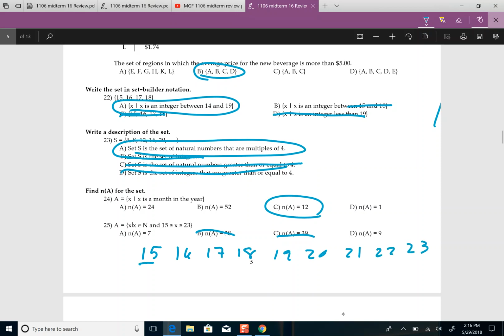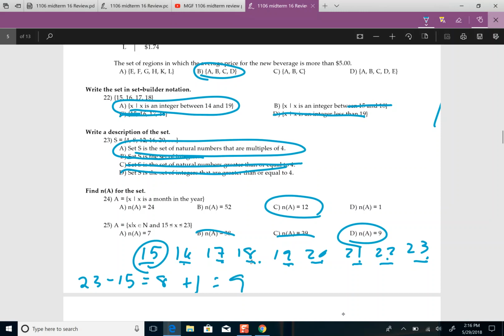Okay, so here I wrote out 15, 16, 17, 18, 19, 20, 21, 22, 23, and numbered them 1, 2, 3, 4, 5, 6, 7, 8, 9. The trick is when the numbers are consecutive, like 15, 16, 17, 18, when you subtract them, 23 minus 15 is 8, but you have to add 1 or you've skipped the 15. When I subtract, it gives me how many come after 15, but I have to add that 1 to get the 9. Don't worry if it confuses you. You can always write them out if it's small enough so that you can get the right answer.